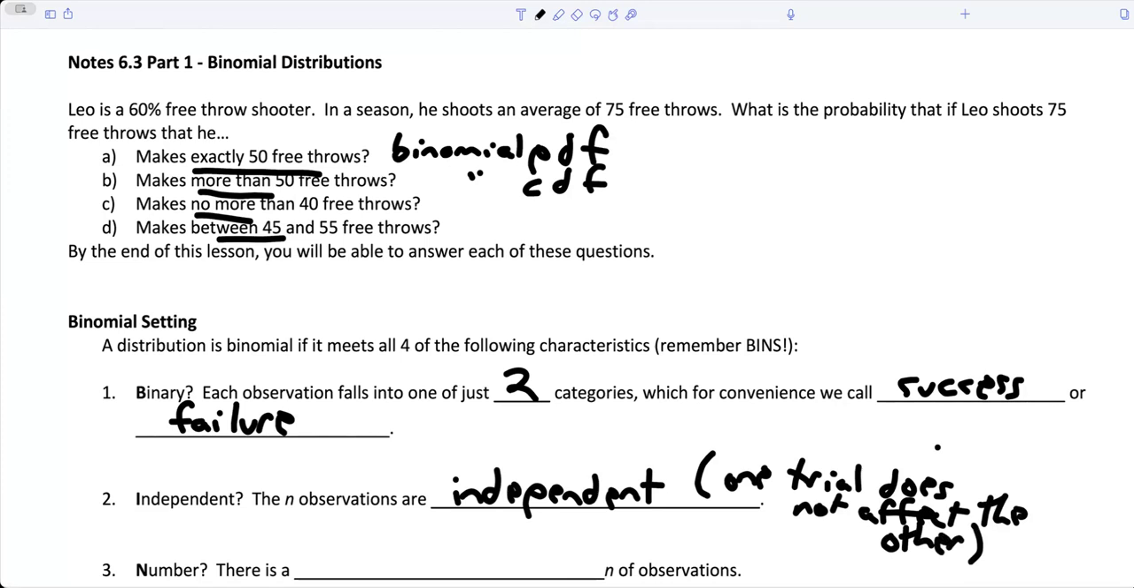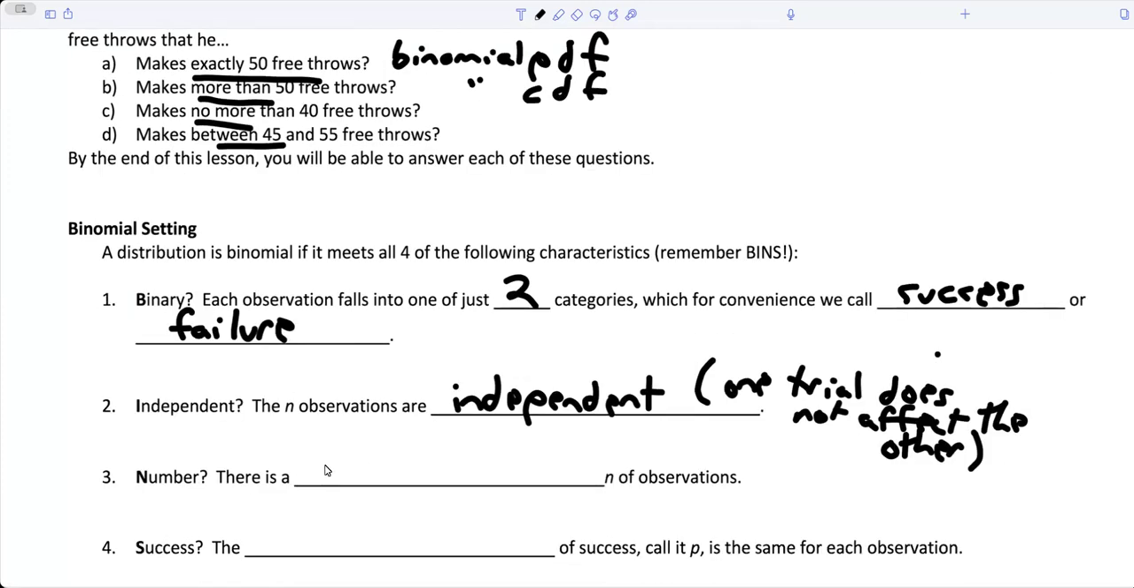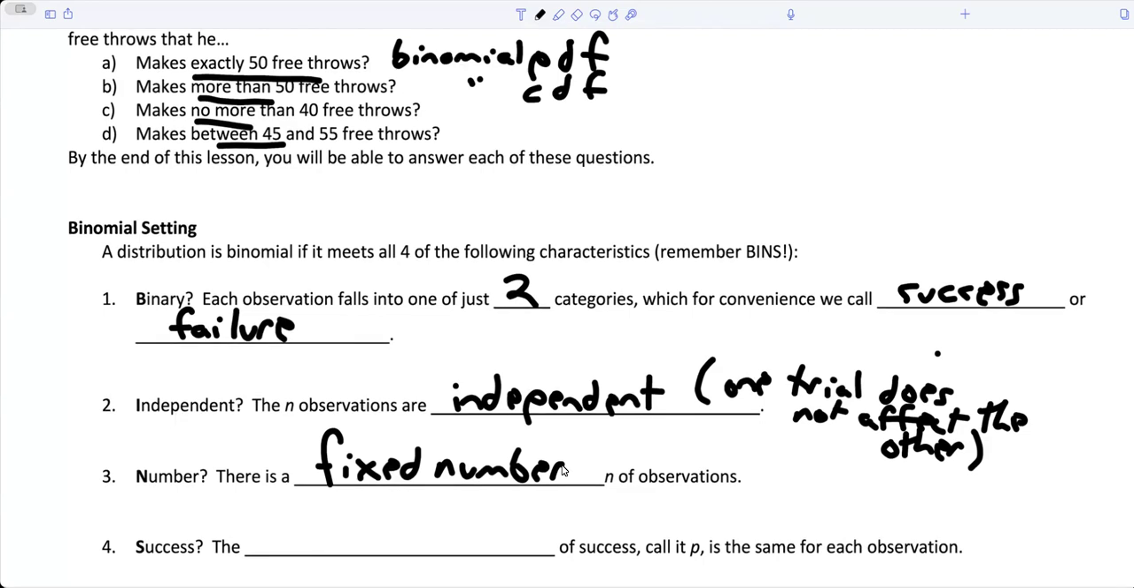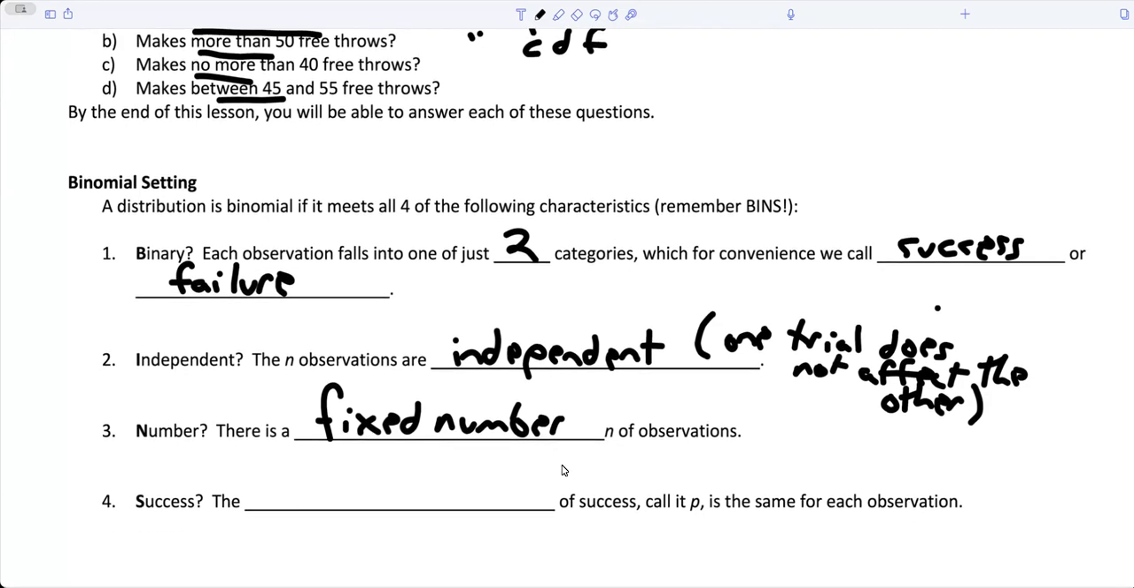Number: there is a fixed number of observations. That makes it binomial. If there is not a fixed number of observations, then it's a geometric distribution, which we will look at tomorrow. In a geometric distribution, you repeat the trial until you have success. However, in a binomial distribution, there must be a fixed number. And the probability of success, call it p, is the same for each observation.